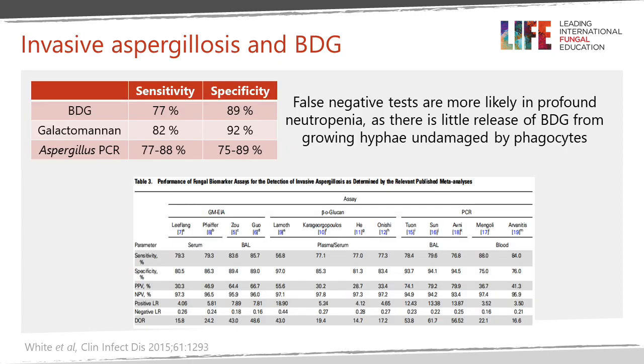Another meta-analysis published a few years ago now showed overall a BDG sensitivity of 77% and specificity 89%, which was similar to the galactomannan and Aspergillus PCR assays. However, there are false negative tests in profound neutropenia, and the BDG assays that were included here were not per sample assays but per patient assays, and many patients have multiple assays. And one of the reasons for this is that if there's no damage to Aspergillus hyphae with monocytes or macrophages or neutrophils or platelets, then there's very little release of BDG into the bloodstream.